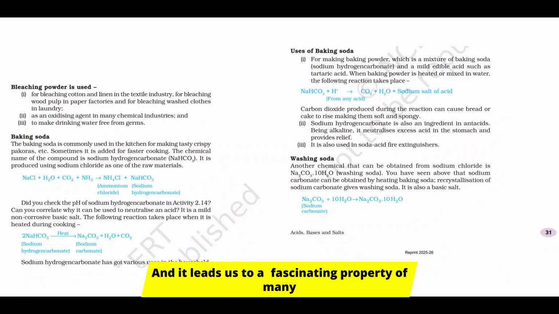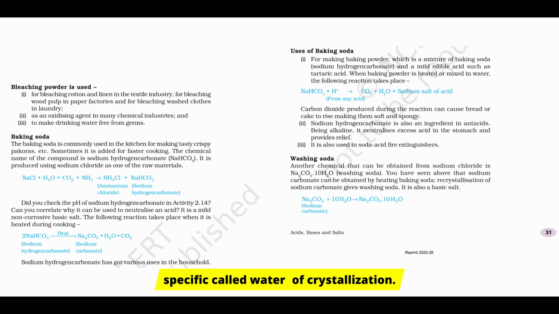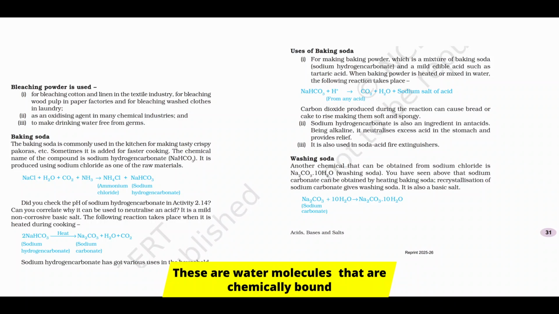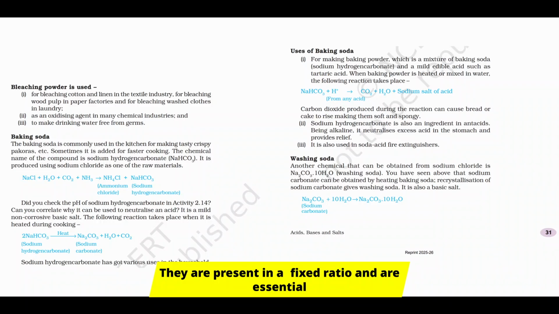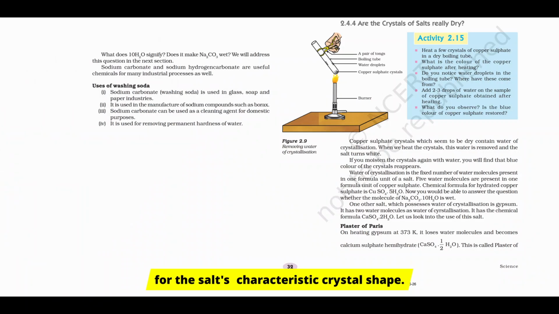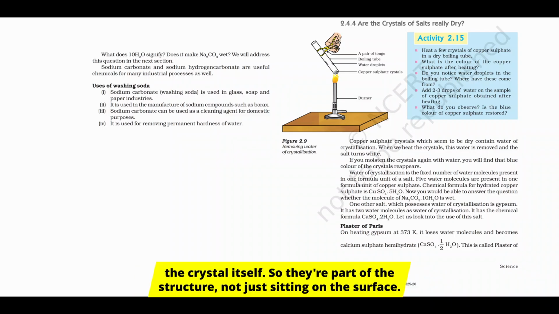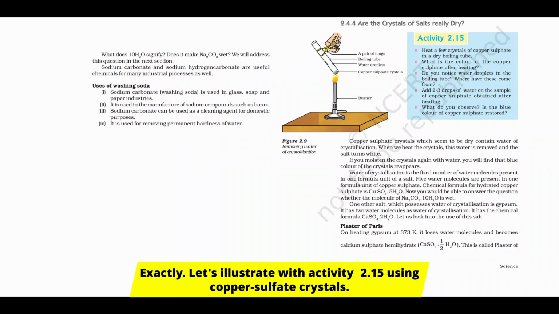That's a very sharp observation, and it leads us to a fascinating property of many crystalline salts. No, it doesn't mean the crystals are wet in the way we usually think of wetness, like having surface moisture. It refers to something specific called water of crystallization. These are water molecules that are chemically bound within the crystal lattice structure of the salt. They are present in a fixed ratio and are essential for the salt's characteristic crystal shape and often its color. They're an integral part of the crystal itself. So they're part of the structure, not just sitting on the surface.